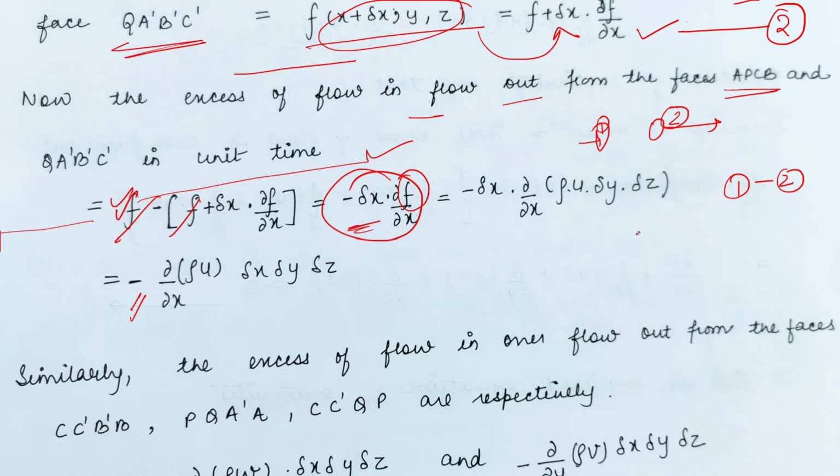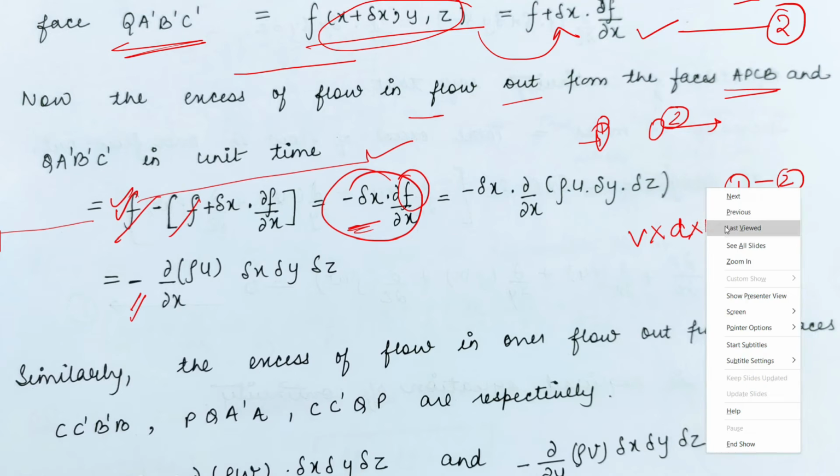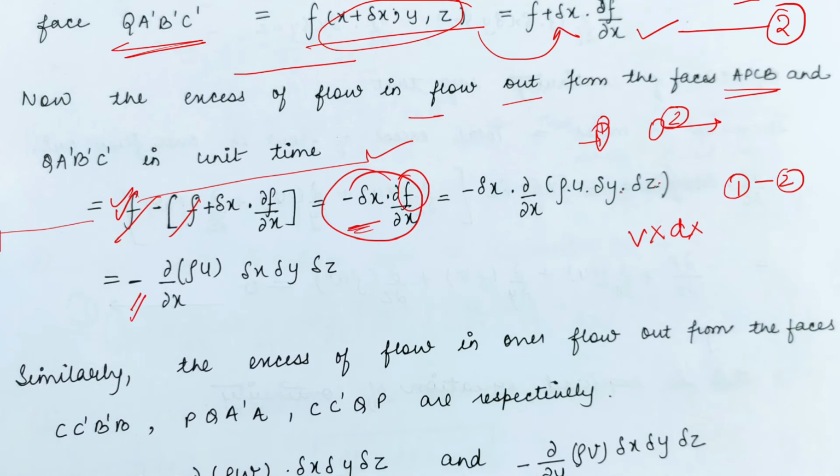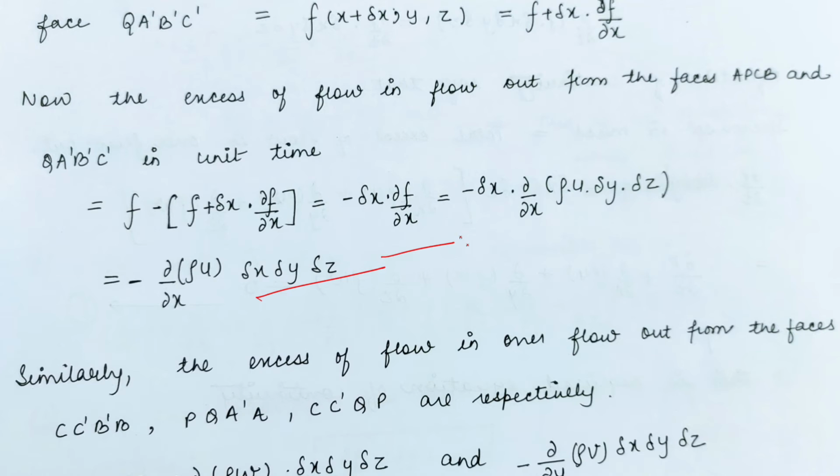Now what is f? I already told you, f is density into normal velocity into area. It is rho u delta y delta z. Same they have written here, rho u delta y delta z. The value of f they have replaced. Now if we write it properly, we'll take del by del x of rho u and delta x. This delta x, delta y and delta z will come together with a minus sign. Now we'll term this as 3.